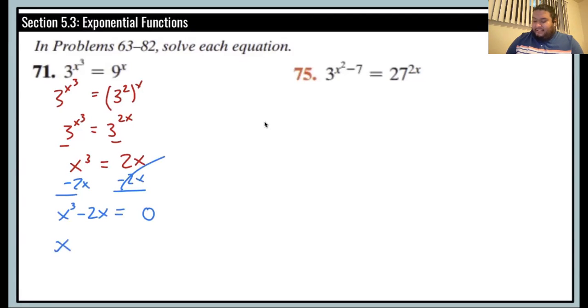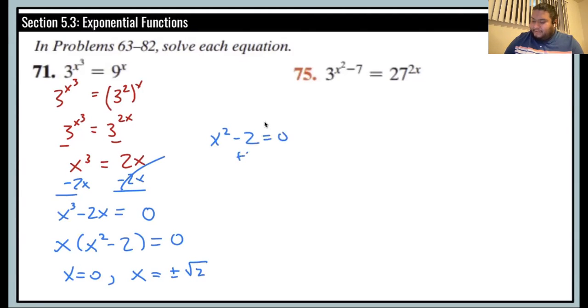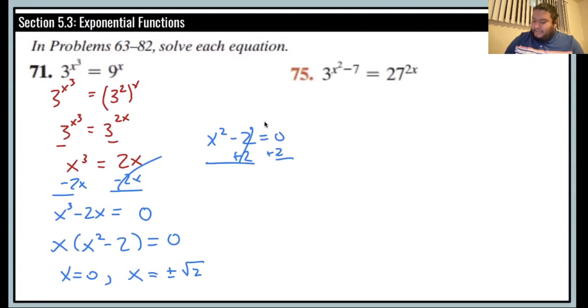You're going to get an x on this side, and then you're going to be left with x squared minus 2 equal to 0. That means that x is equal to 0, but we're also going to get x is equal to plus or minus square root of 2. Mister, how did you get that? So if you get x squared minus 2 equal to 0, you're going to add 2 to both sides. That goes away. You're going to get x squared equals 2. Square root of both sides, you're going to get x is equal to plus or minus square root of 2. All right.